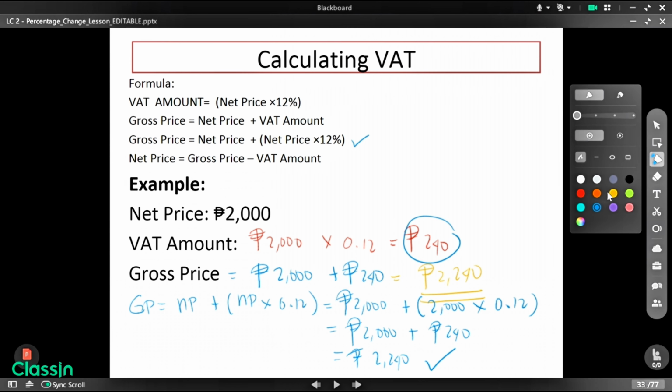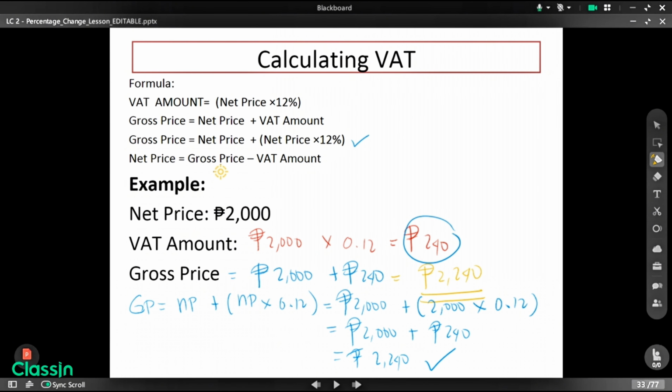What if we don't know the net price and we already know the gross price? Okay, let's try this one. The gross price is 2,240, and then the VAT amount is 240. Therefore, we have the net price of 2,000. And we got it correct. Okay, now let's proceed with another example before your turn.